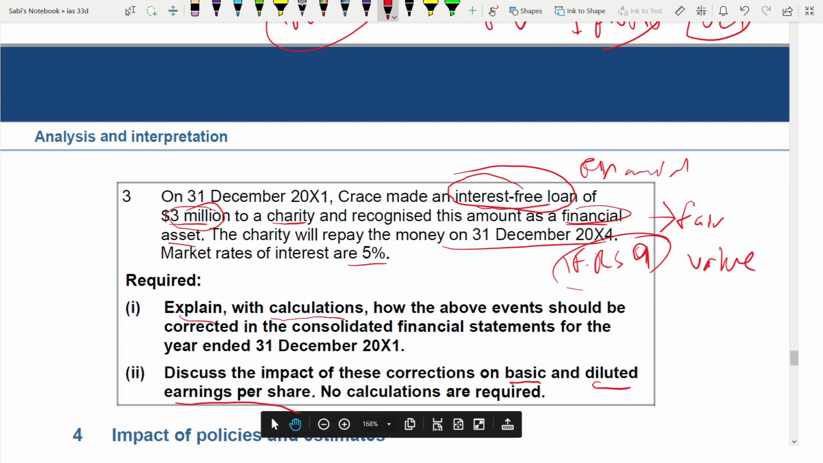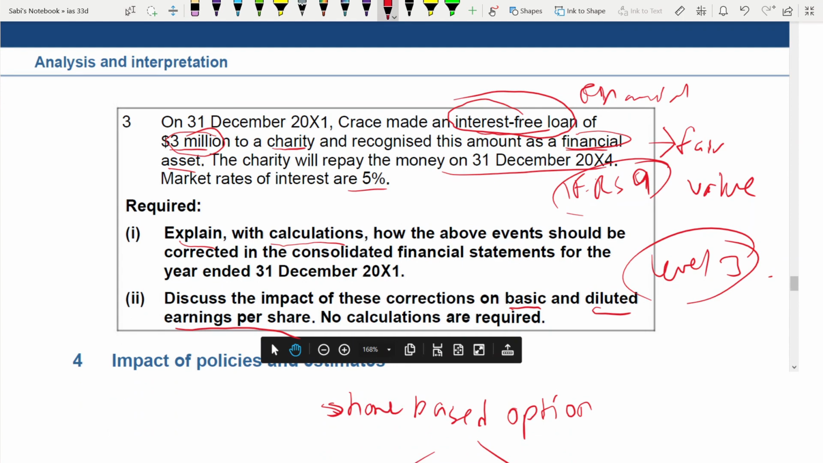Level 3. Level 3 says discount the future cash flow to the present value. That you can do, right? So you have been given 3 million. This is the cash flow.